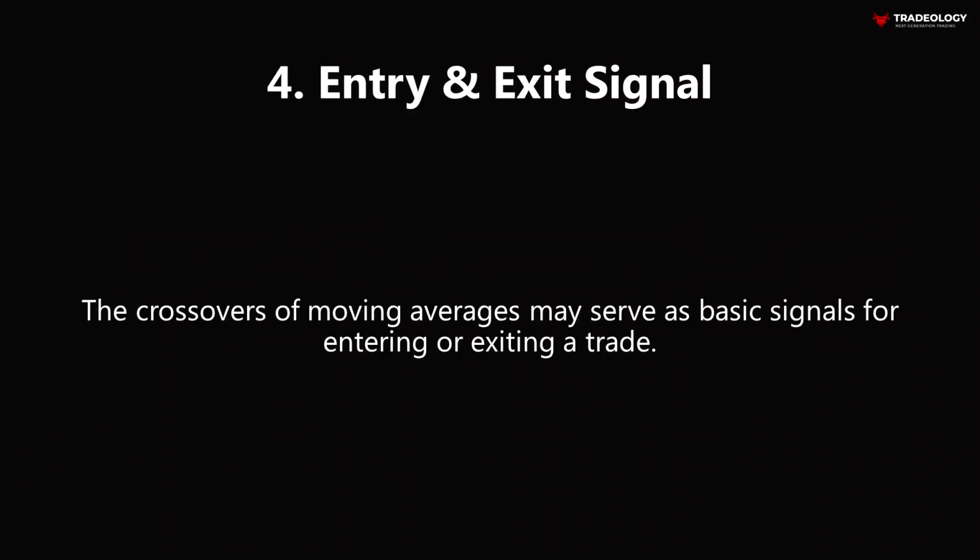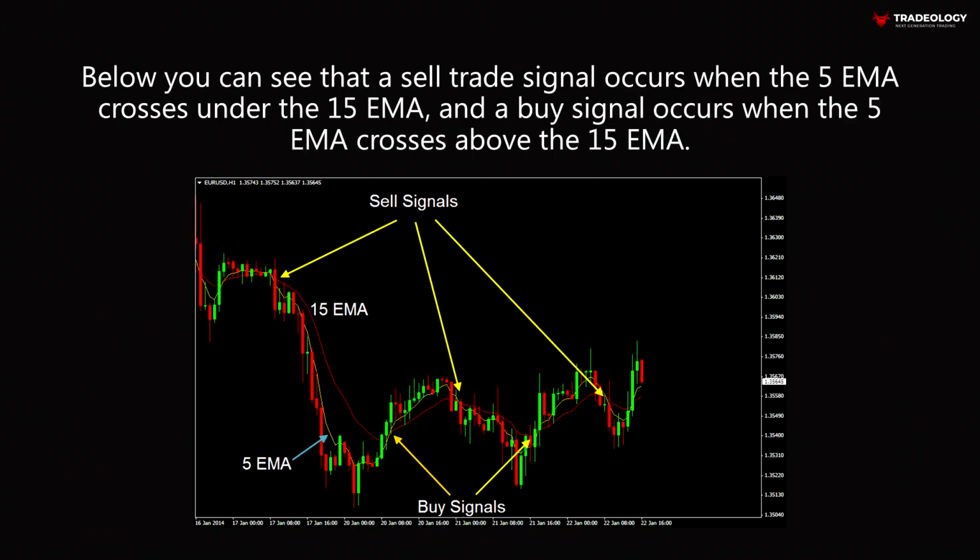Entry and exit signal. The crossovers of moving averages may serve as basic signals for entering or exiting a trade. Below you can see that a sell trade signal occurs when the 5 EMA crosses under the 15 EMA, and a buy signal occurs when the 5 EMA crosses above the 15 EMA.